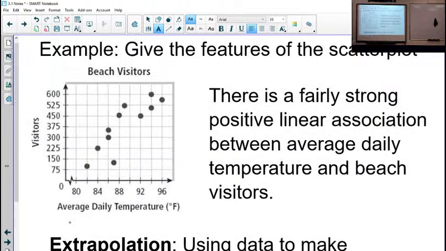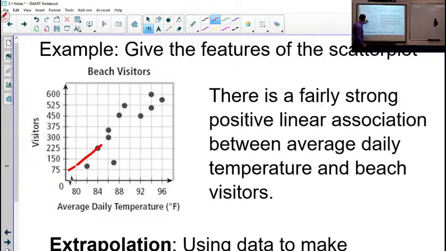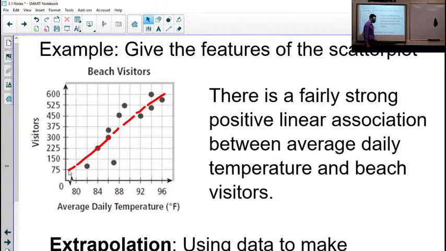let's say about 90 degrees. If it were 90 degrees, about how many visitors to the beach would you expect? Here's 90. So with my trend, maybe my line of best fit would be about here. So if I'm at 90, how many beach visitors should I expect? About 450-ish, maybe a bit closer to 500, depending on how we draw the line. That's okay. We can make predictions. That 90 is inside the range of data that we're looking at.